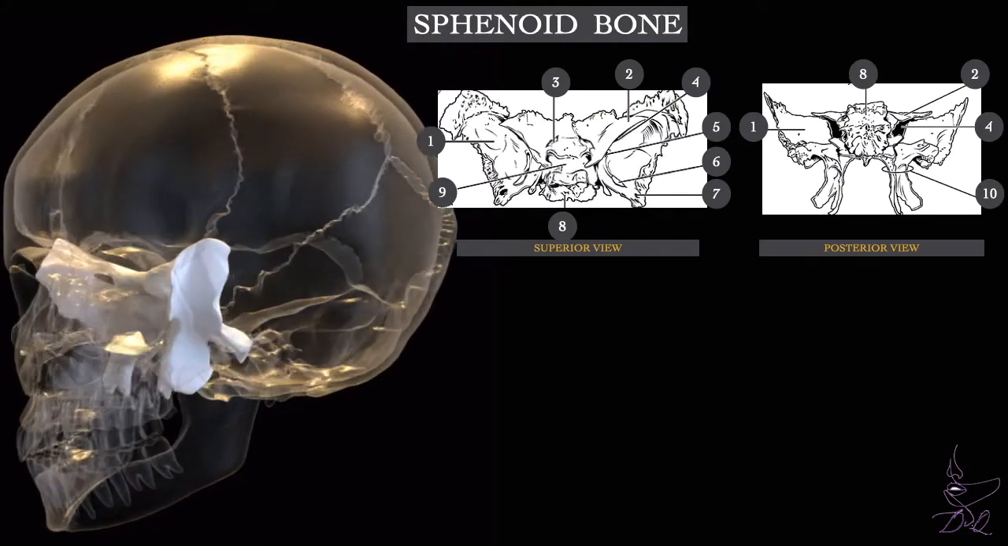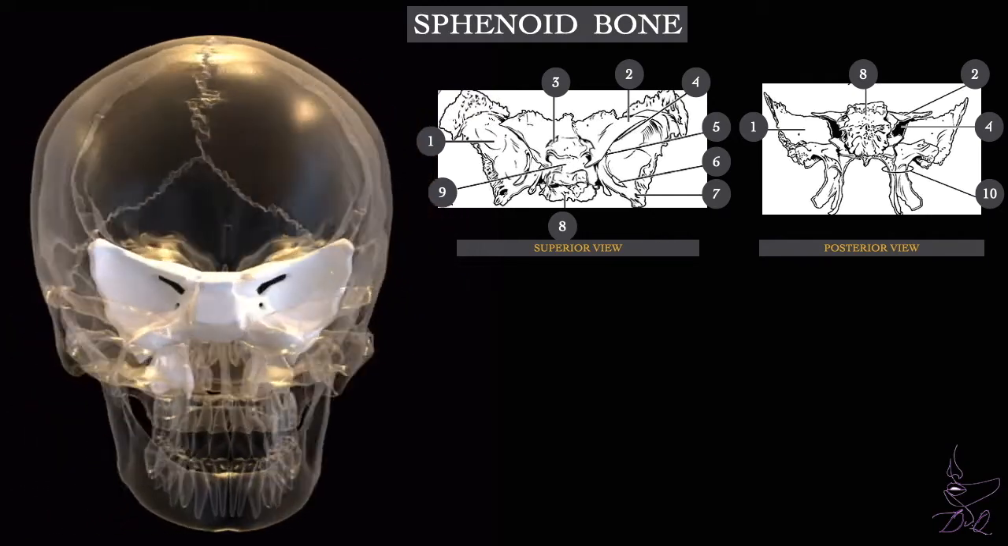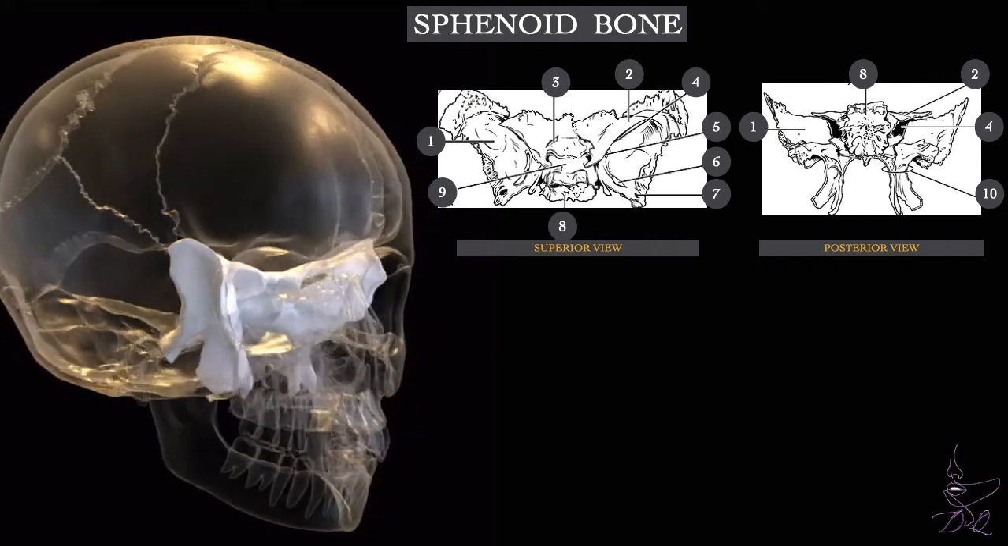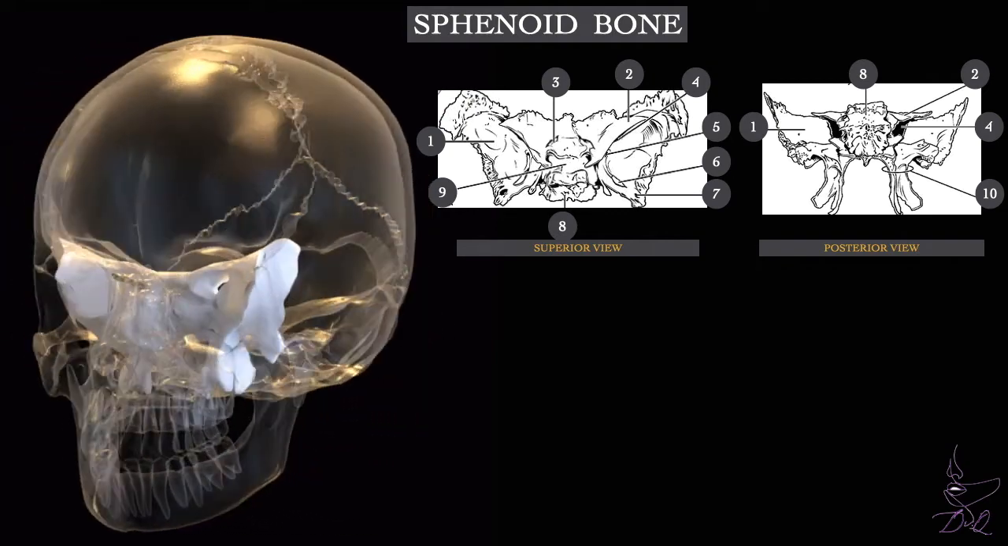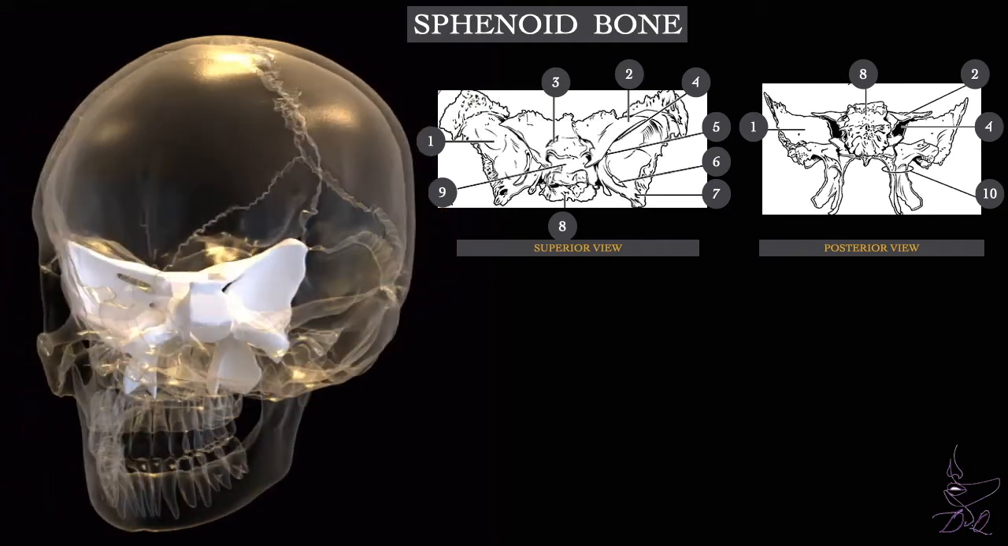The sphenoid bone. It is the only bone which articulates with all other bones of the cranium. It forms the floor of the middle cranial fossa. Anteriorly, it articulates with the frontal and the ethmoid bone, laterally with the temporal bone, and posteriorly with the occipital bone.